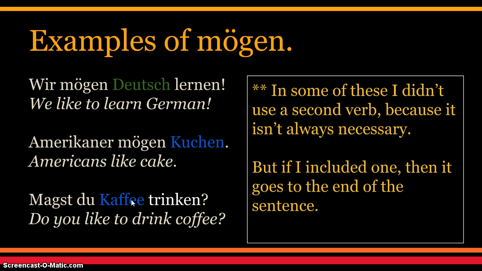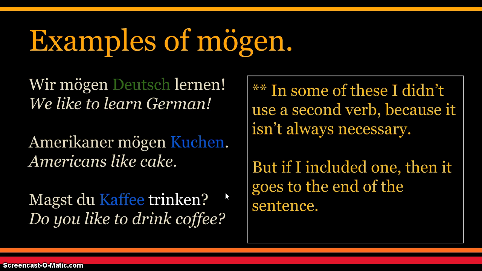Examples of mögen. Wir mögen Deutsch lernen. We like to learn German. Mögen conjugated for wir in second position, lernen booted to the end of the sentence. Amerikaner mögen Kuchen. Americans like cake. Mögen in second position. Here I didn't include a second verb. I didn't have to. You don't always have to. But if I wanted to say Americans like to eat cake, then to eat, I'd have to boot to the end of the sentence. So I would say then, Amerikaner mögen Kuchen essen.